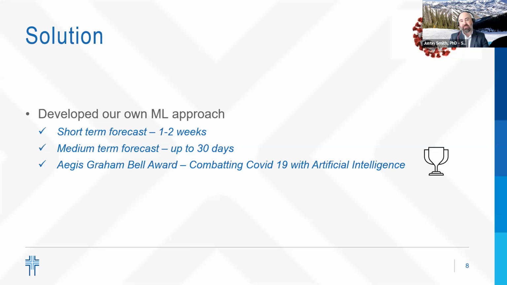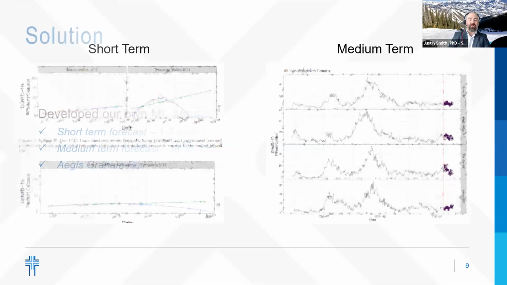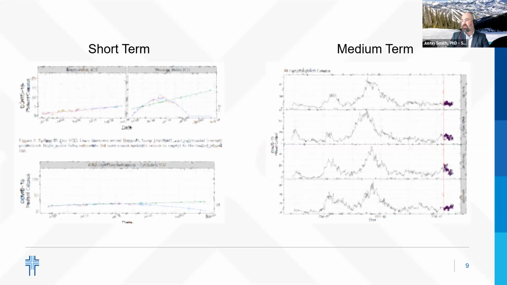And from this, one of the things I'm proud to share is that we were asked to submit for, and we won, the Aegis Graham Bell Award for combating COVID-19 with artificial intelligence out of India, which was a very interesting experience. It was kind of heartfelt, in terms of we were working as hard as we could with very little data and were able to show and help drive those decisions for the health system on what we should be doing to combat COVID.